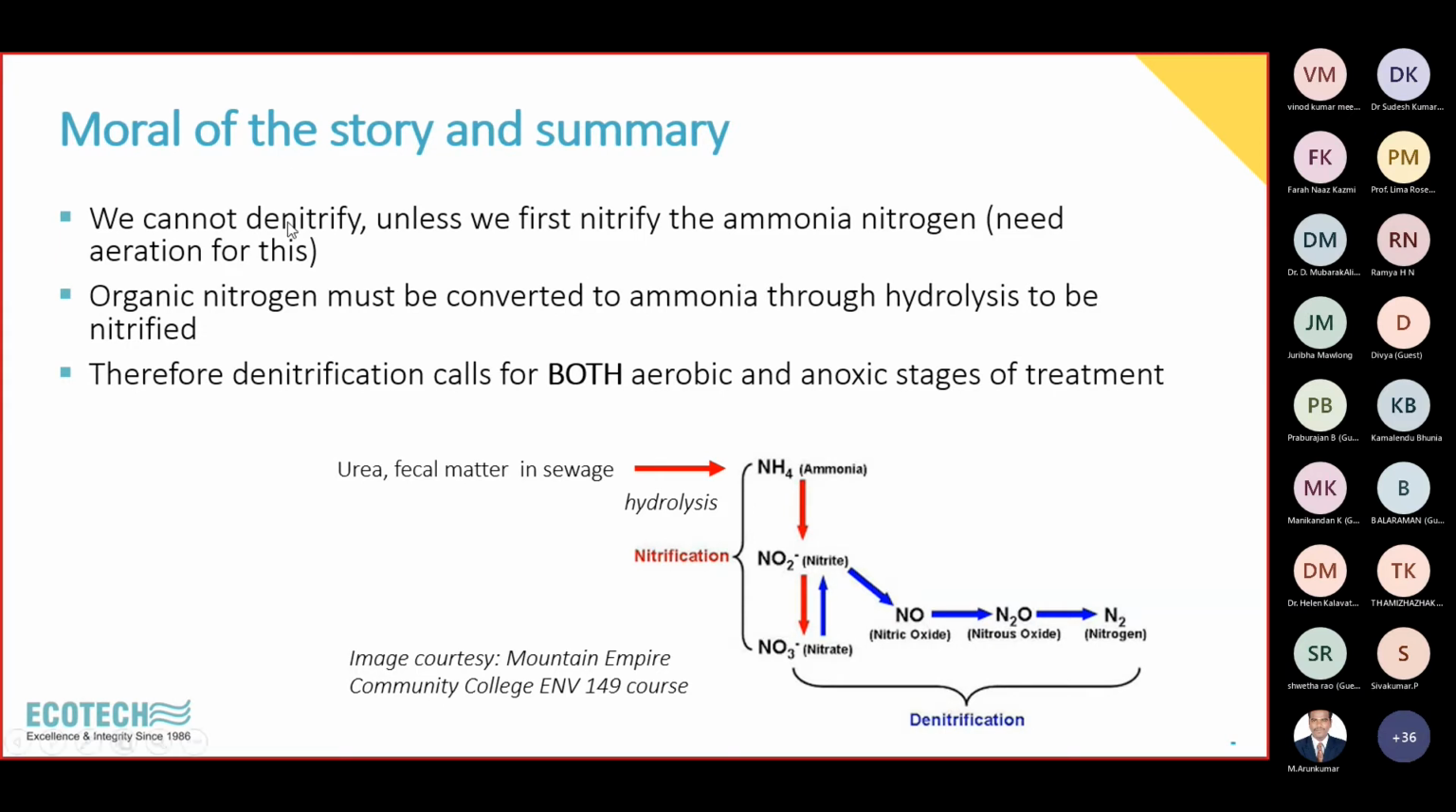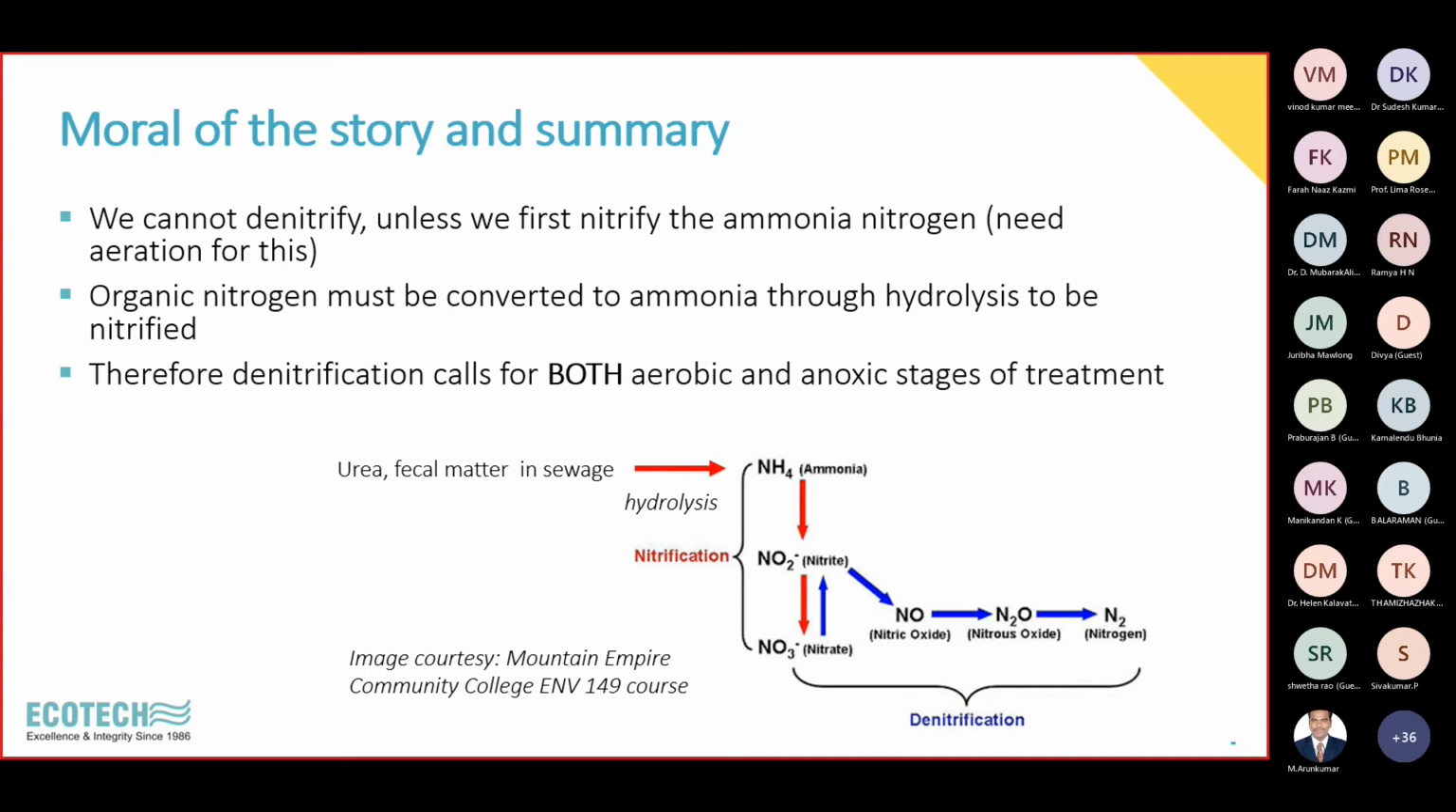Moral of the story in summary, we cannot denitrify unless we first nitrify the ammonia nitrogen, and we need aerobic treatment for this. Anaerobic treatment will not do it. In fact, if you go for the anaerobic route, the ammonia will remain as ammonia, and you will have to use some other technology to remove ammonia. Breakpoint chlorination, for instance. Breakpoint chlorination is another method for removing ammonia. You use excess chlorine and then remove the ammonia.